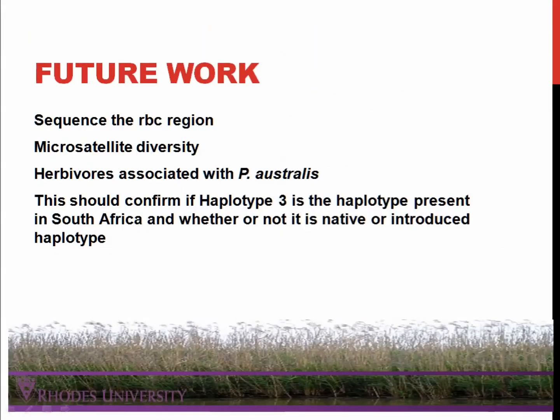So just to conclude, there's still quite a bit of work to be done here, but what I plan on doing is finish sequencing the RBCL region, looking at microsatellite genetic diversity, and finalizing looking at the herbivores associated with Phragmites. All of these components together will give us a very good indication of the origin of Phragmites in South Africa, and we can then look further into what this means for our Phragmites.